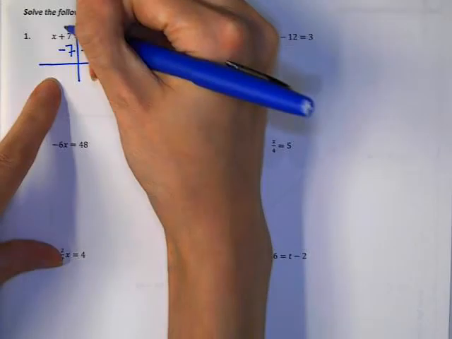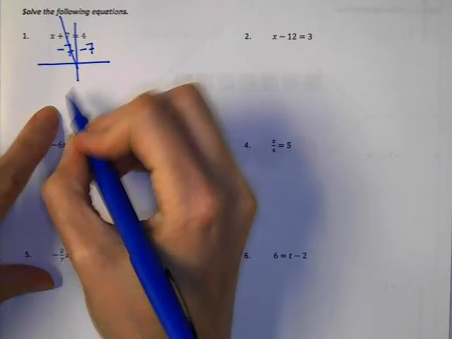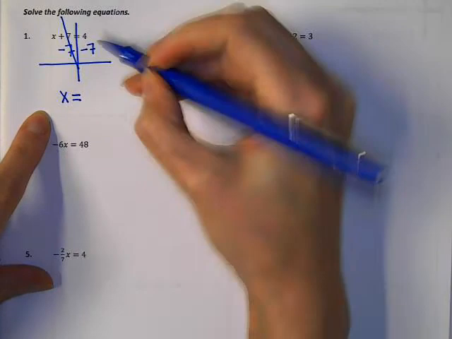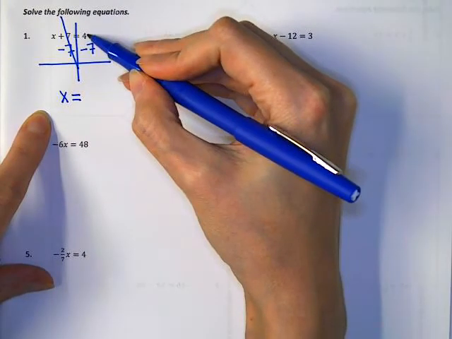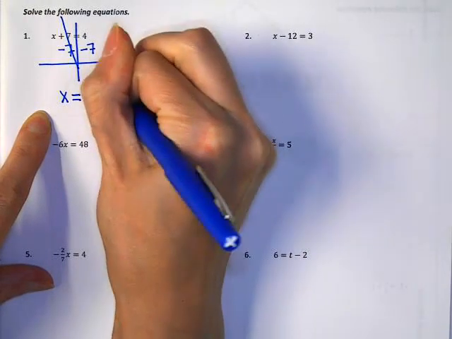Now when you do that inverse step, they always cancel. They undo each other. And let's just see what's left. X equals, and then we're just going to add like terms, or in this case 4 minus 7, and that's negative 3.